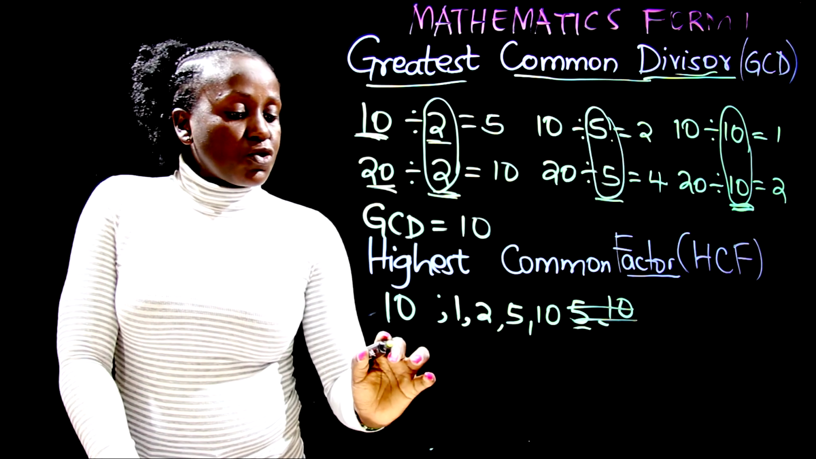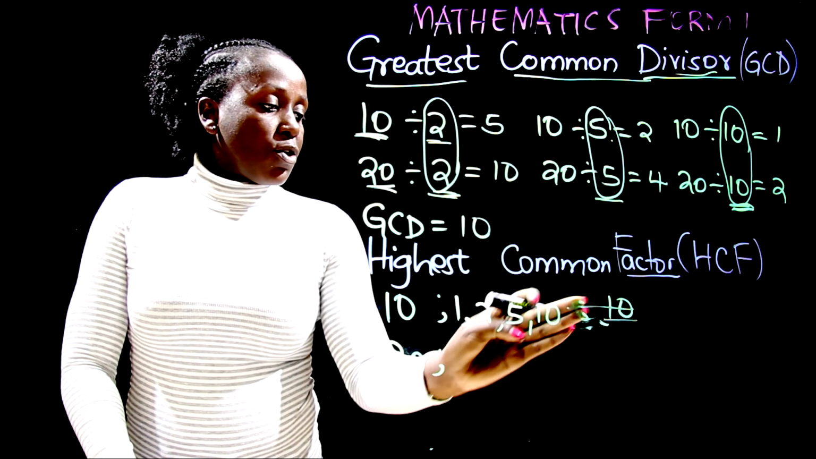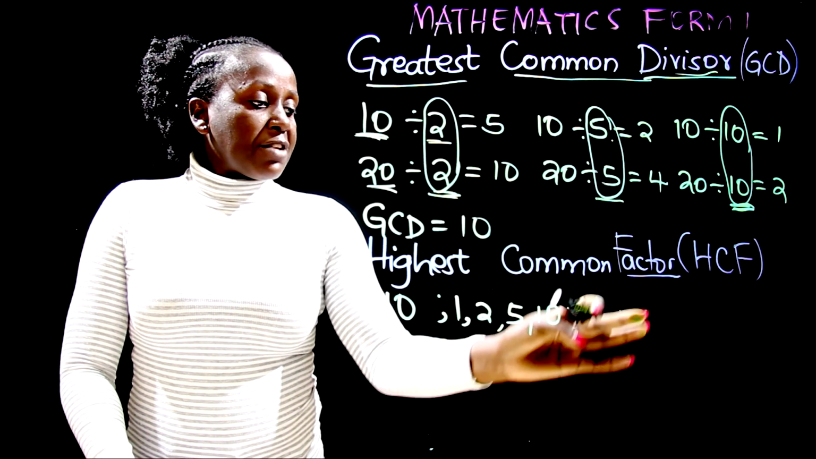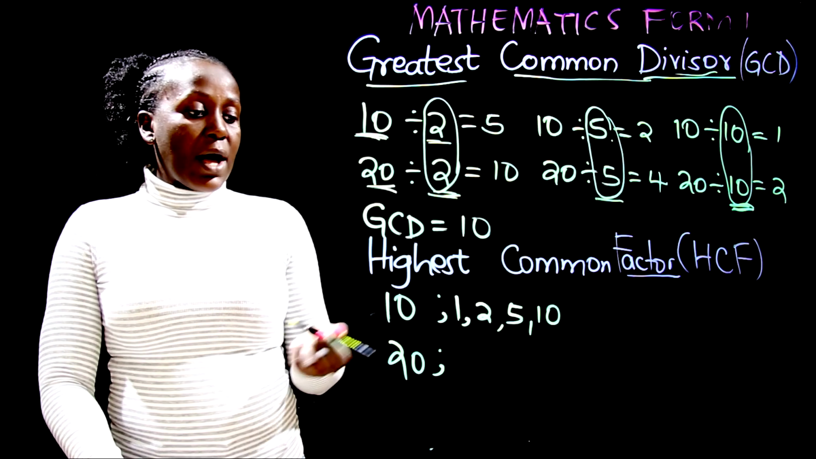Then let's check for 20. So for 20, we start by dividing 20 by 1. So what is 20 divided by 1?